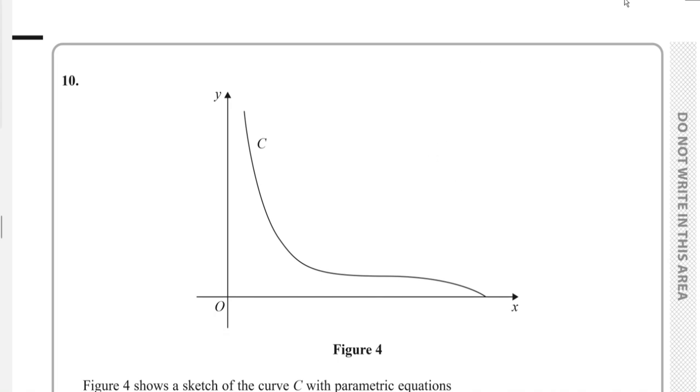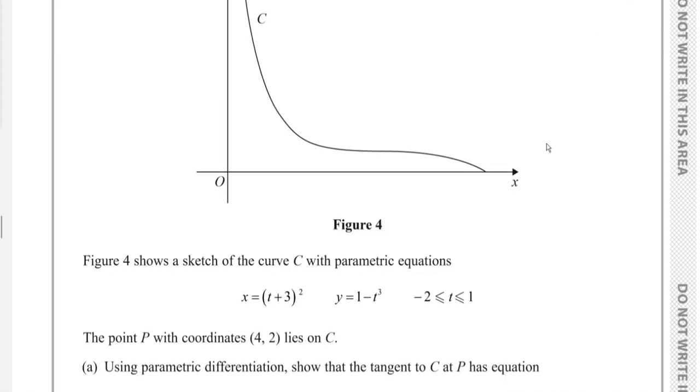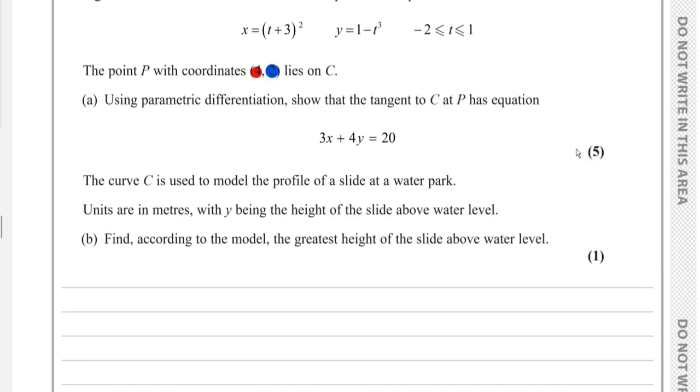Question number 10. Figure 4 shows a sketch of the curve C with parametric equations x equals (t plus 3) squared, y equals 1 subtract t cubed, where t is greater than or equal to -2 but less than or equal to 1. The point P with coordinates (4, 2) lies on C.